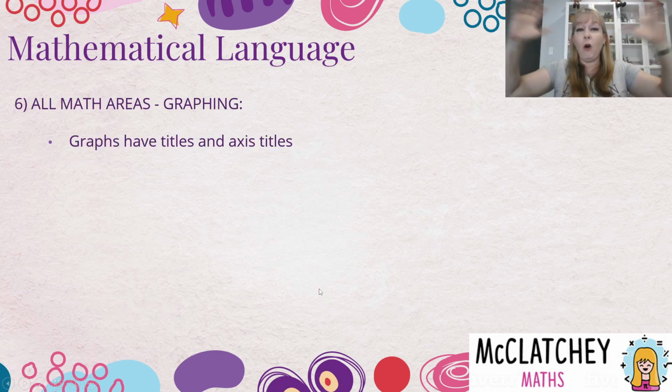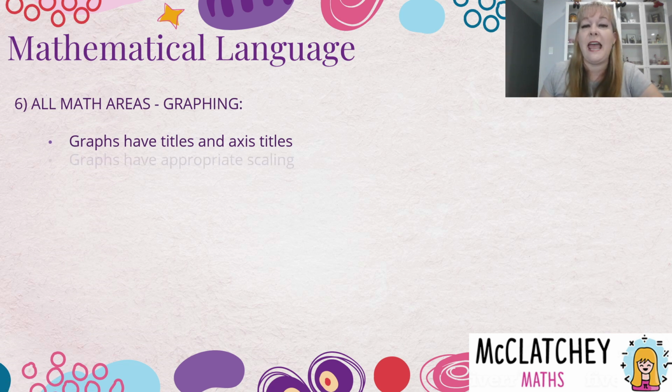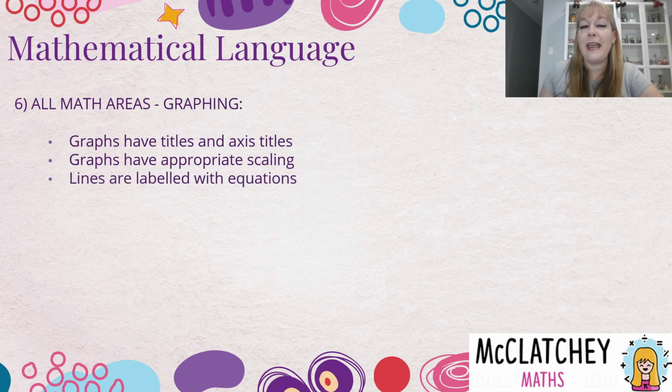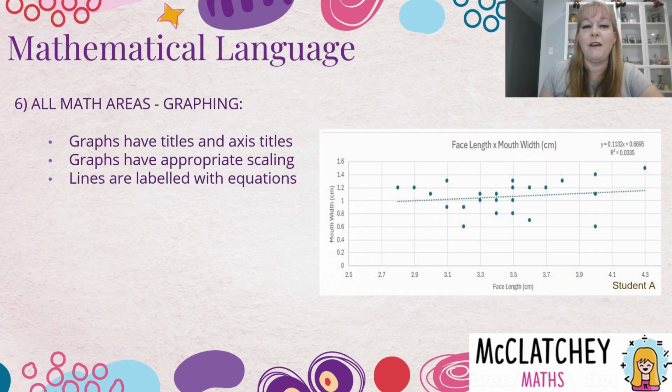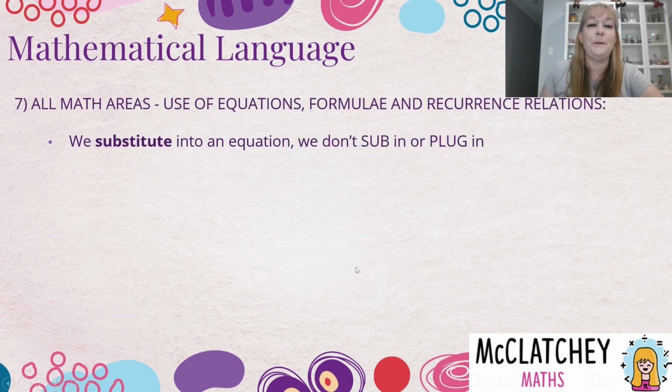Okay, for all topic areas, if you're doing a graph, your graph should have titles and axis titles with appropriate scaling. All your lines are labelled with equations when you're drawing a graph. So for example here, we've got the equation of this least squares regression line, we've got a title, we've got axis titles as well. There's also appropriate scaling there.